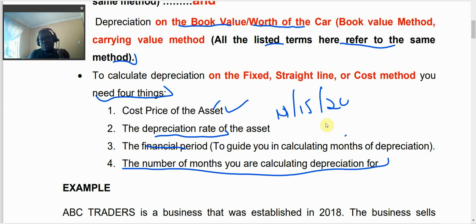So now I'm going to take you through calculating depreciation using the cost price method, the fixed or straight line. I'm going to show you an example based on that. I hope that after this you'll be able to understand what I'm referring to.